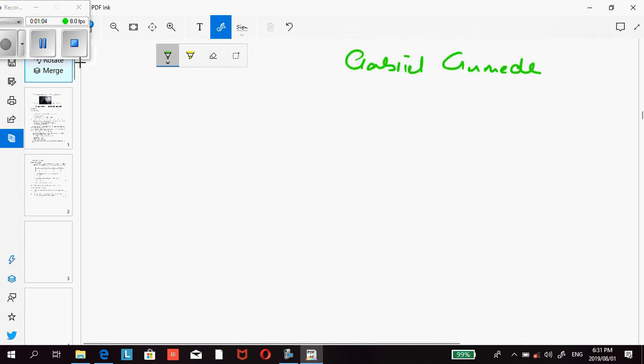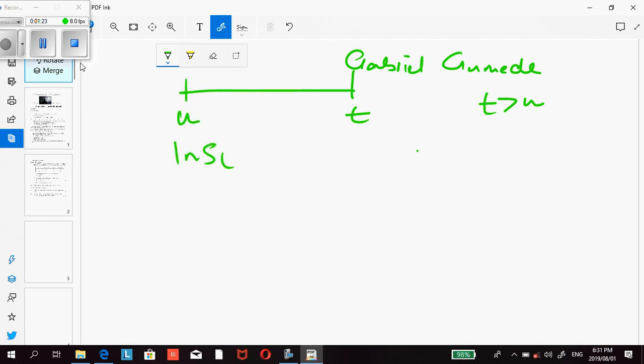Now, from your notes, let me throw in a timeline here, and let me call this time U, and let me call this time T. Obviously, you can see here T is greater than U. Now, from your note, you know that the natural log of ST minus the natural log of SU has a normal distribution with mean mu into T minus S and variance sigma squared into T minus S.